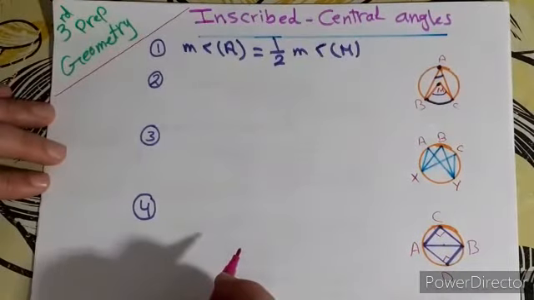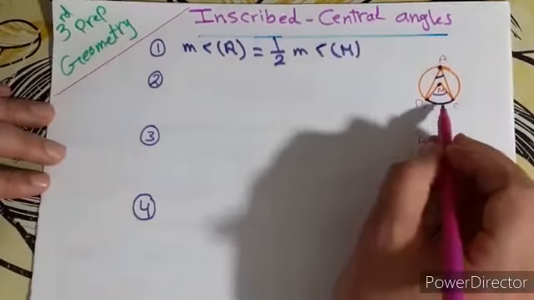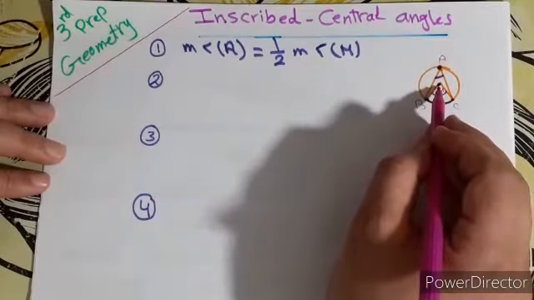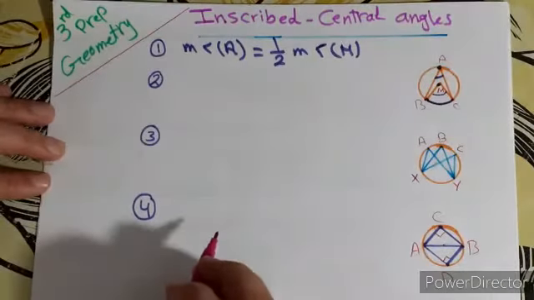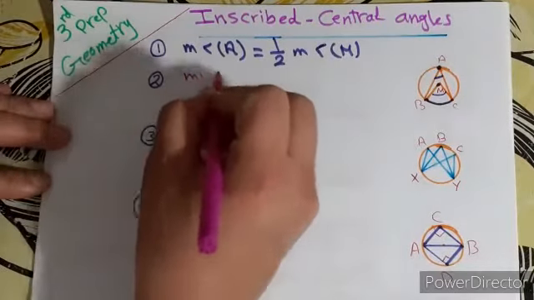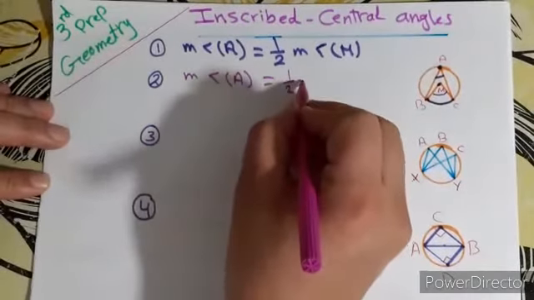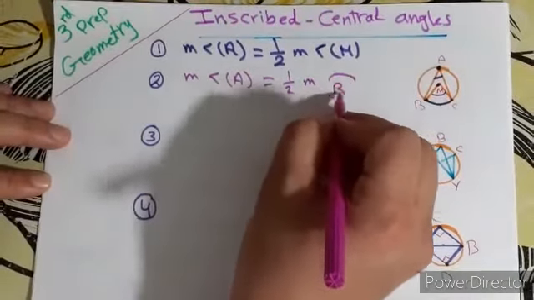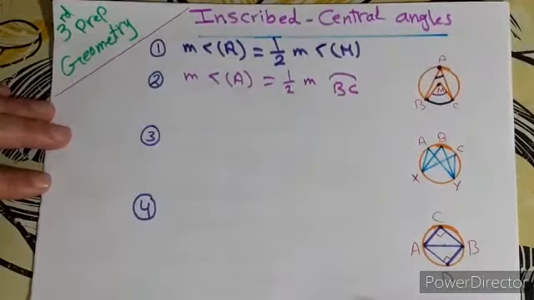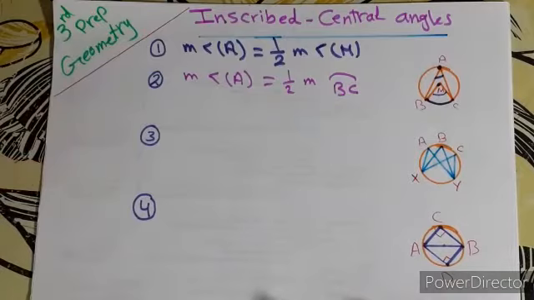We have studied before that the measure of the arc equals the measure of the opposite central angle. Then we can deduce that the measure of inscribed angle A also equals half the measure of the arc BC. Now we have two relations. Number one, the measure of the inscribed angle equals half the measure of the central angle if they are subtended to the same arc, and the measure of the inscribed angle equals half the measure of the opposite arc.